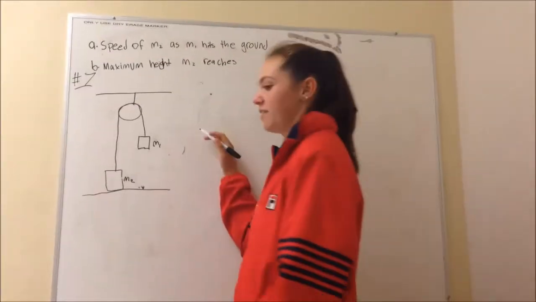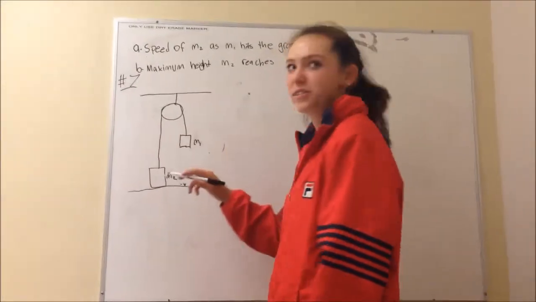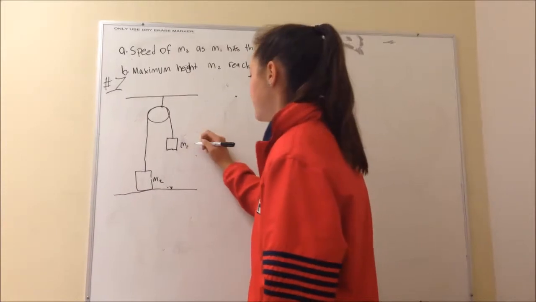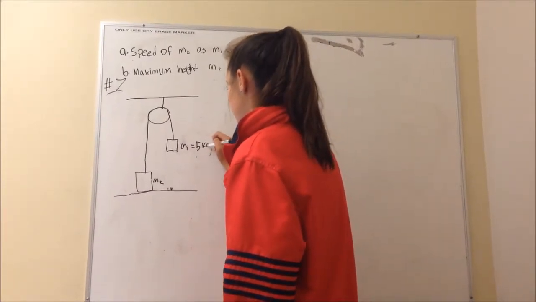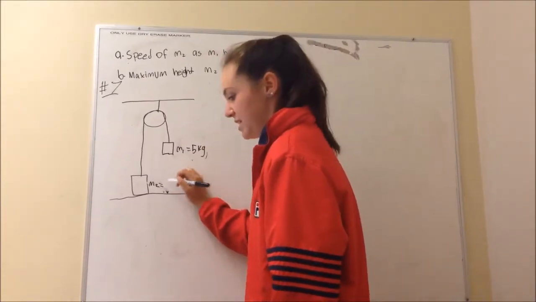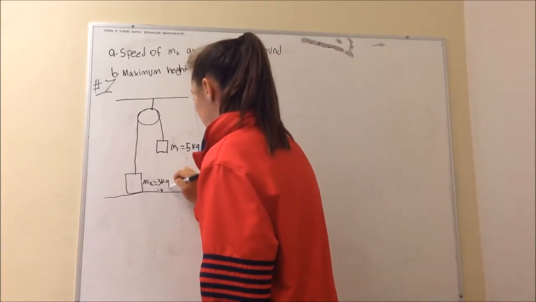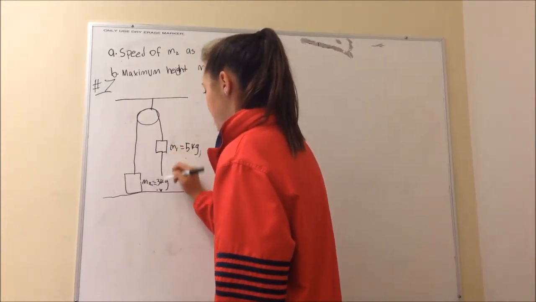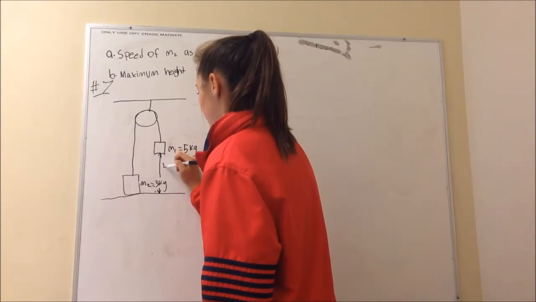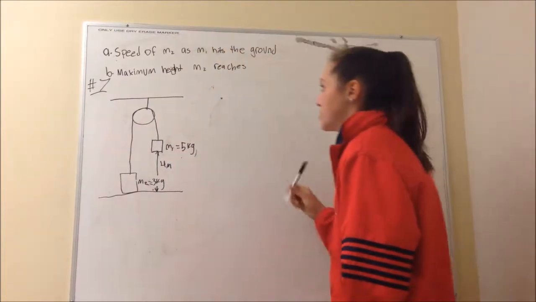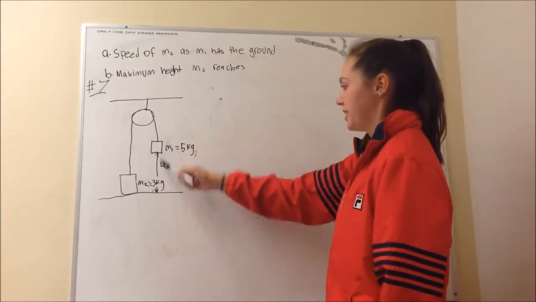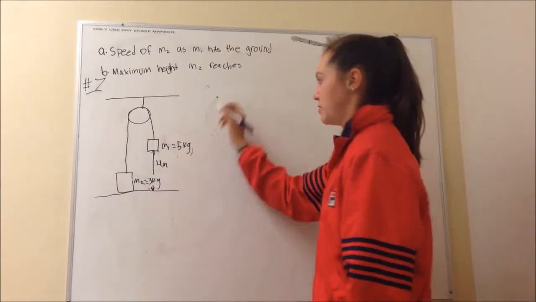So this is problem number 7, and I already drew the drawing. First we're going to write out the given. Mass 1 is 5 kilograms, and mass 2 is 3 kilograms. And the height from mass 1 to the ground is 4 meters. Okay, so we're looking for the speed of M2 as M1 hits the ground, and the speed will be the same for the two blocks.